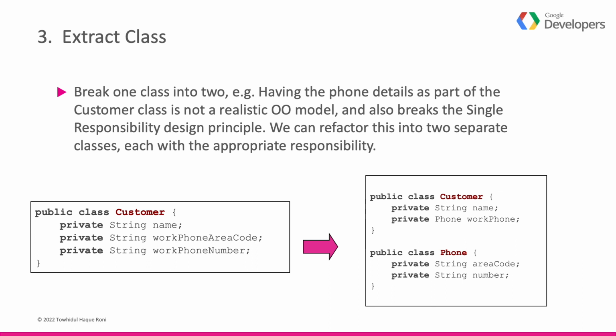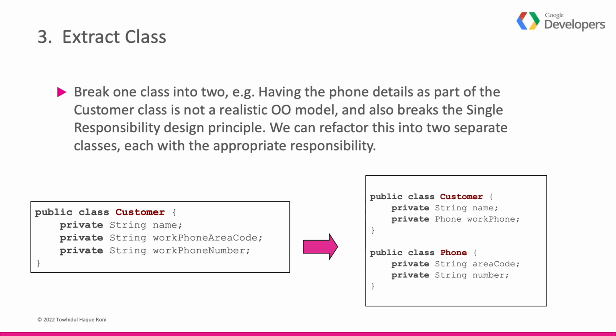In the given example, we have a class called Customer that contains fields for the customer's name, work phone area code, and work phone number. However, having the phone details as a part of the Customer class is not an ideal object-oriented model, and it also violates the single responsibility principle. To improve the design, we can extract the phone details into a separate class called Phone. This allows us to adhere to the single responsibility principle and create more focused classes.